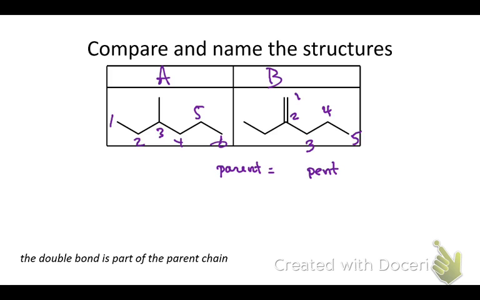I put a little space there because I'm going to add a number to it. It's pentene. You change the ANE to an ENE. And then you have to say where it is, and it's on the number 1 carbon. It's assumed that you put the number 1 on one side, and the number 2 on the other side. So when you say 1-pentene, it's not on the 1 carbon, it's between 1 and 2. If it was on the 2 carbon, it's between 2 and 3.